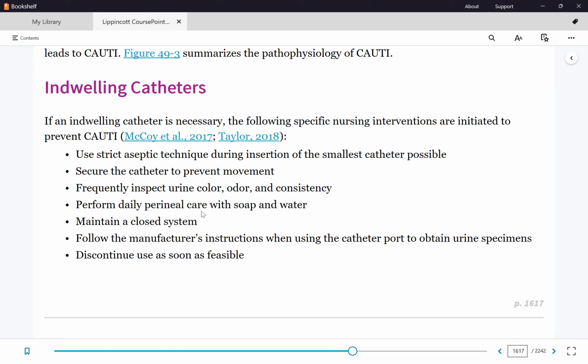Again, discontinue as soon as possible. What's our standard? 48. Okay, 48 hours or 2 calendar days.